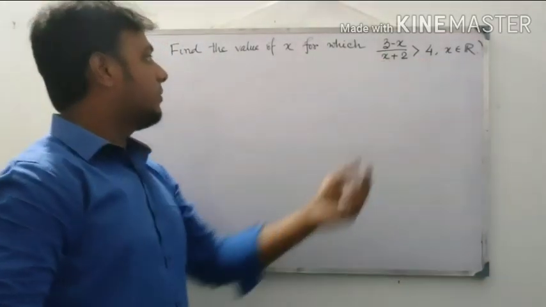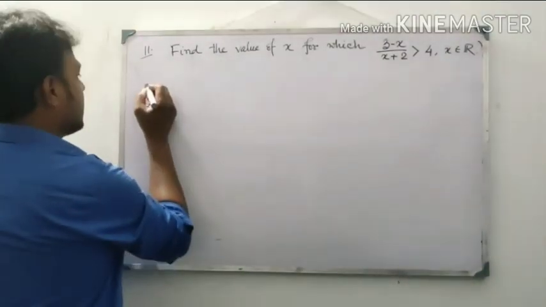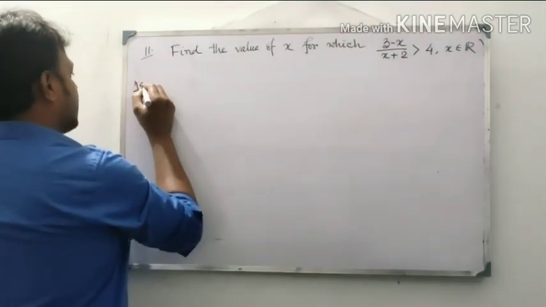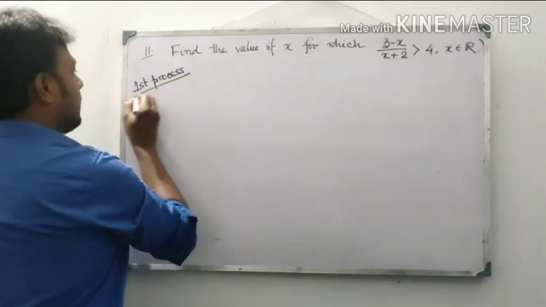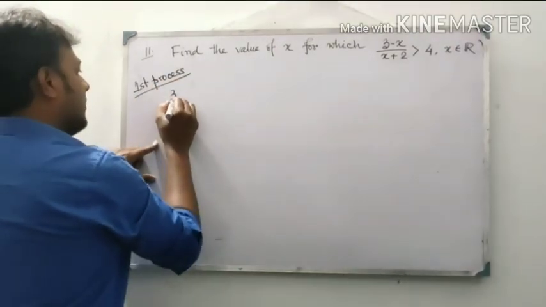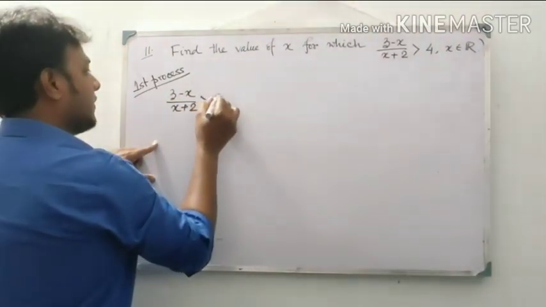Okay, now try to solve it. We can solve this problem in 2 different ways. I am solving the first process. First process: (3 minus x) by (x plus 2) greater than 4 is given.